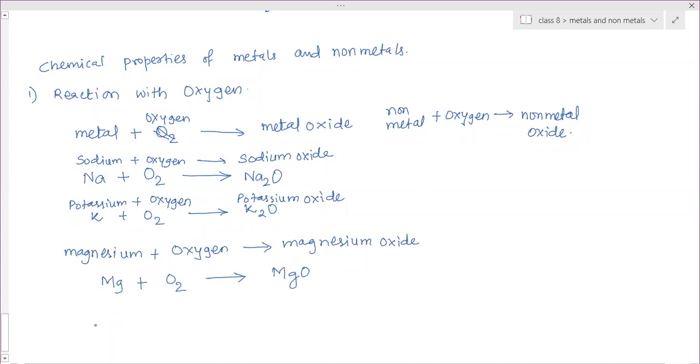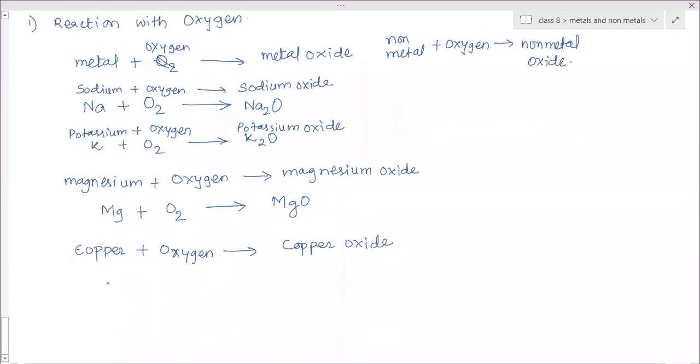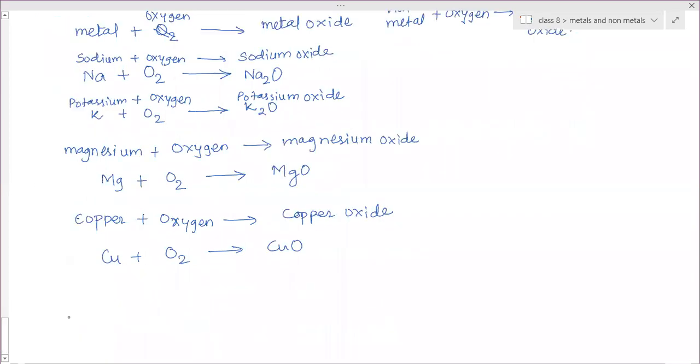Okay. Then copper. Copper combines with oxygen. It will form black colored copper oxide. So copper combines with oxygen forms copper oxide. Okay. Then again, any other? Zinc combines with oxygen and forms ZnO, zinc oxide.